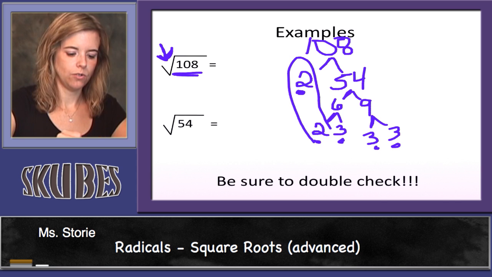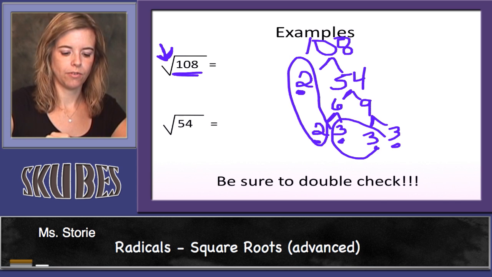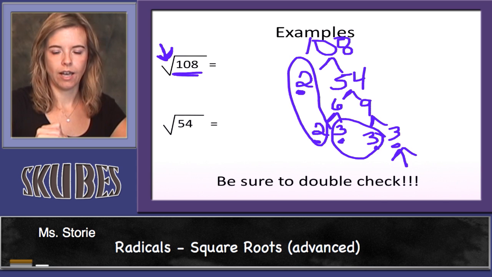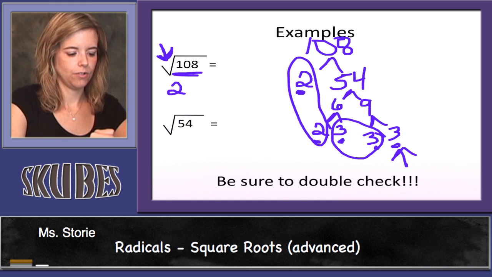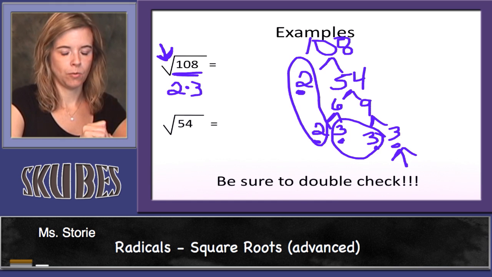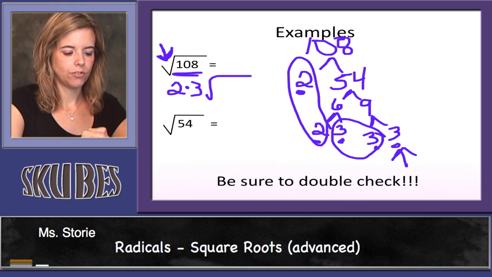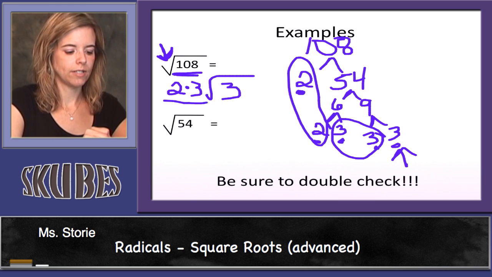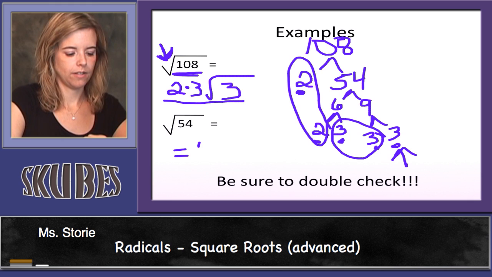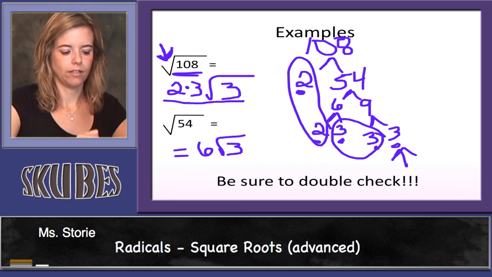So I have a pair of 2's, and I also have a pair of 3's, and then I have one lonely little guy left over. So that means that I'm going to take out my pair of 2's and my pair of 3's, and remember they get multiplied, and the leftover is 3. He goes back underneath the radical sign. So once I simplify all this, I'm going to end up with 6 radical 3.